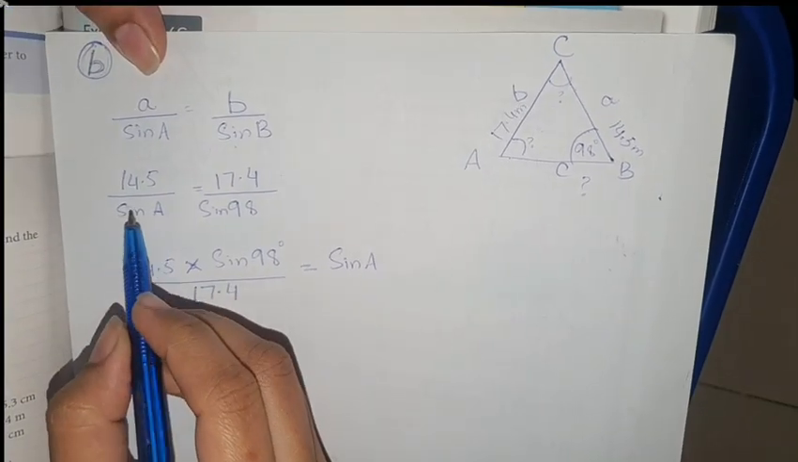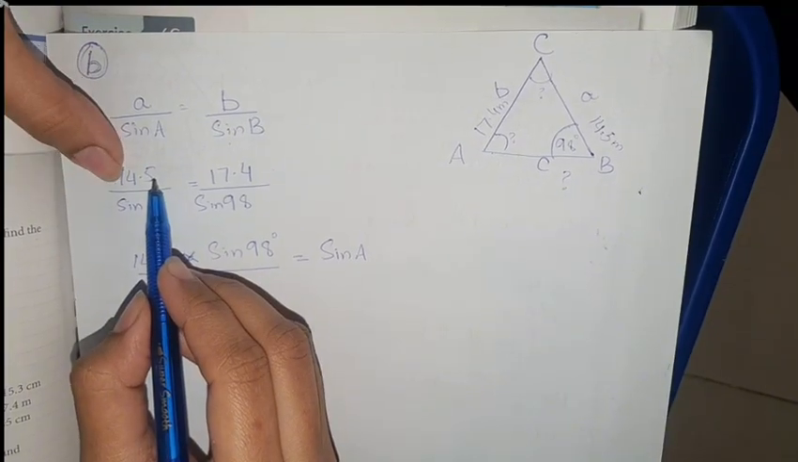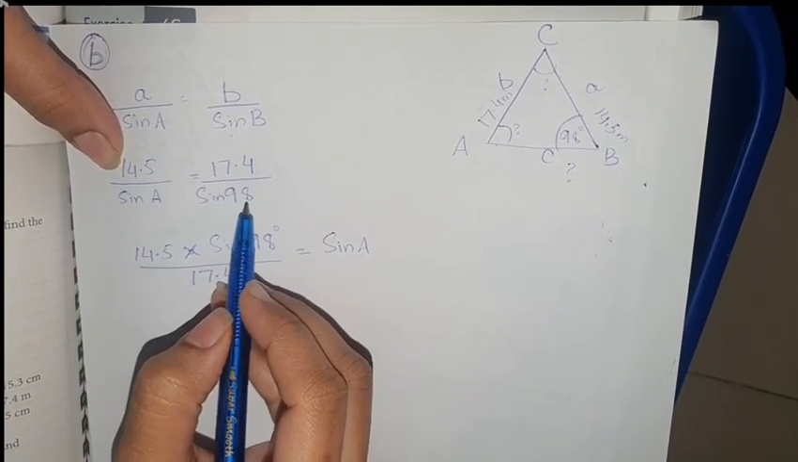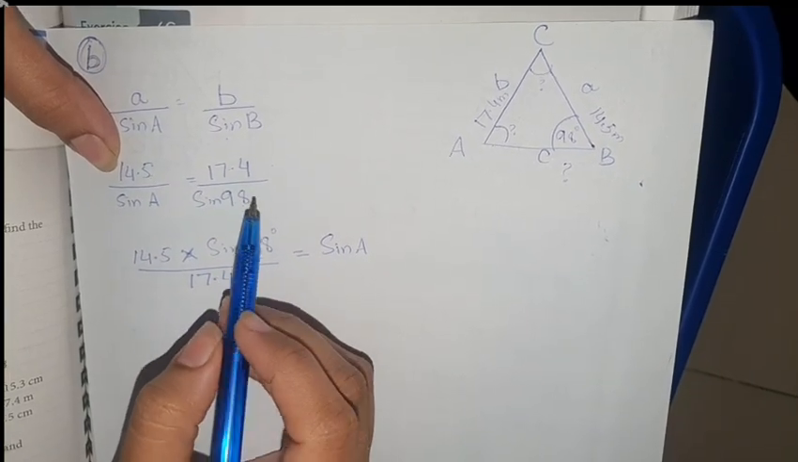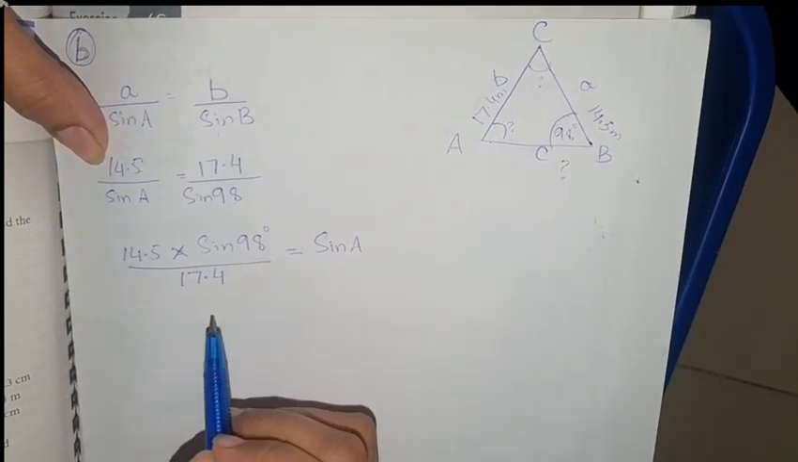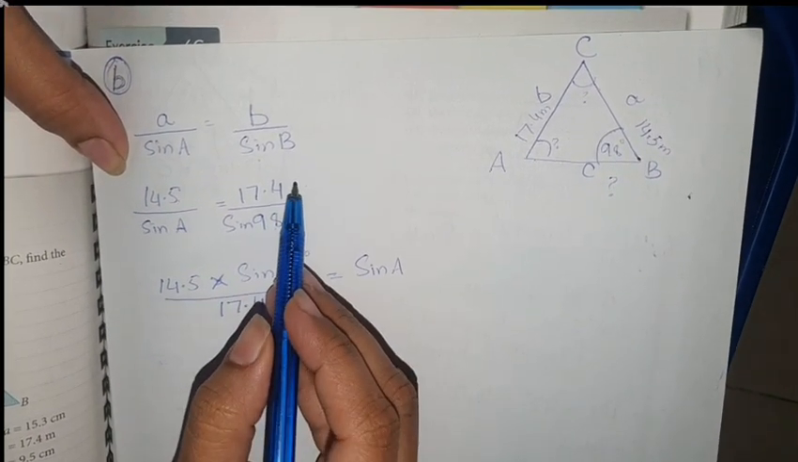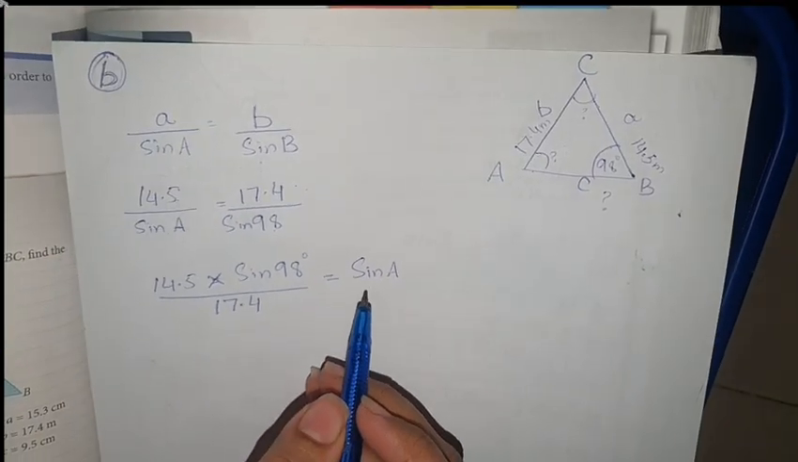What I have done: 14.5 is a side, and I have written it as it is. Sine 98 is in the denominator; if we shift it to this side of the equation, it will be in the numerator. And 17.4 is in the numerator; if we shift it to this side, it will be in the denominator. Sine A is in the denominator; if we shift it to this side of the equation, it will be in the numerator. Now sine A is the subject.